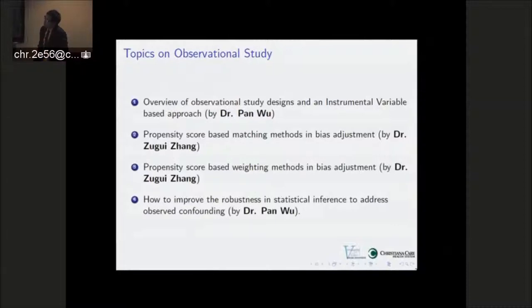The second and third talks focus on statistical methods for bias adjustment, especially the propensity score based approach. The last topic is about how to improve the robustness of statistical inference to address unobserved confounding. So I will be the presenter too.